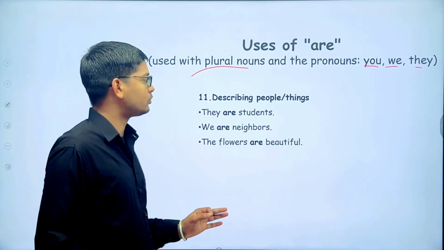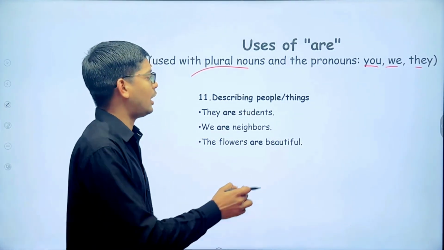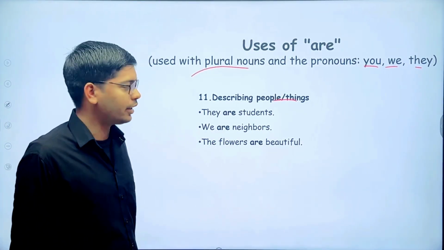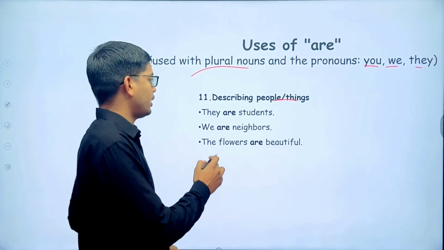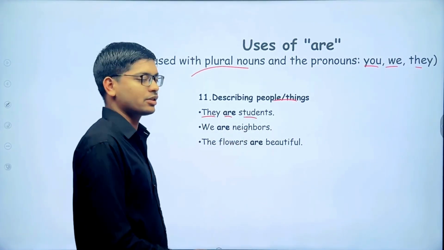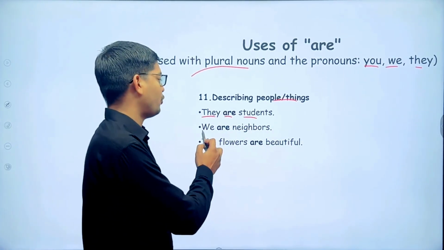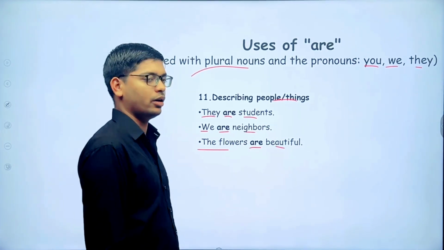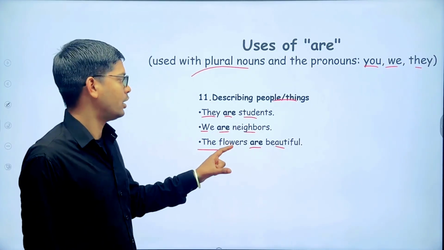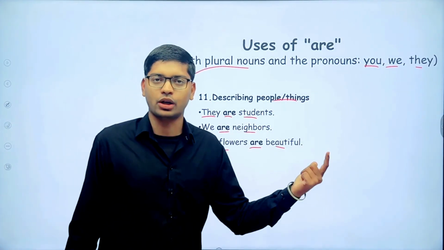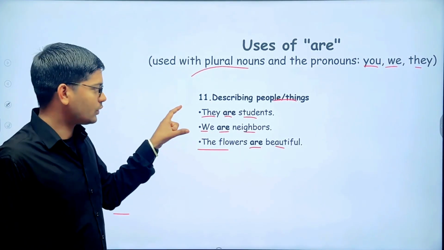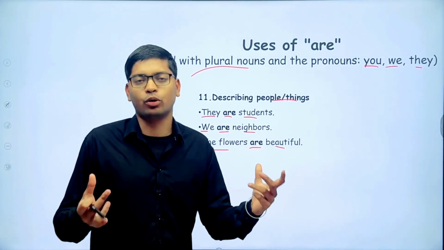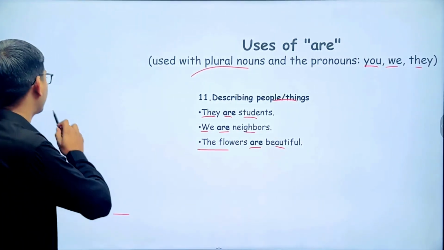First, use of are. Here, describe people or things, like is. So here, they are students. We are nervous. The flowers are beautiful. Here to describe people or things you can use are, but they must be plural nouns or plural pronouns. Let's see the next use.